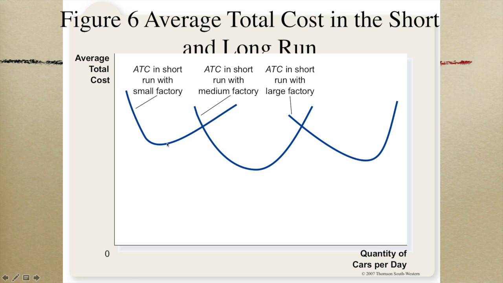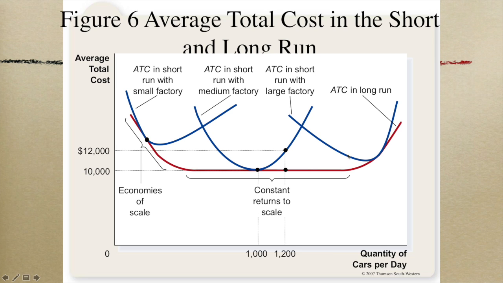And what happens is once a firm enters into diseconomies of scale in the short run, they expand. They get into that constant returns area, get into diseconomies of scale, expand again. And again, you could have 15 or 20 average total cost curves in the short run.